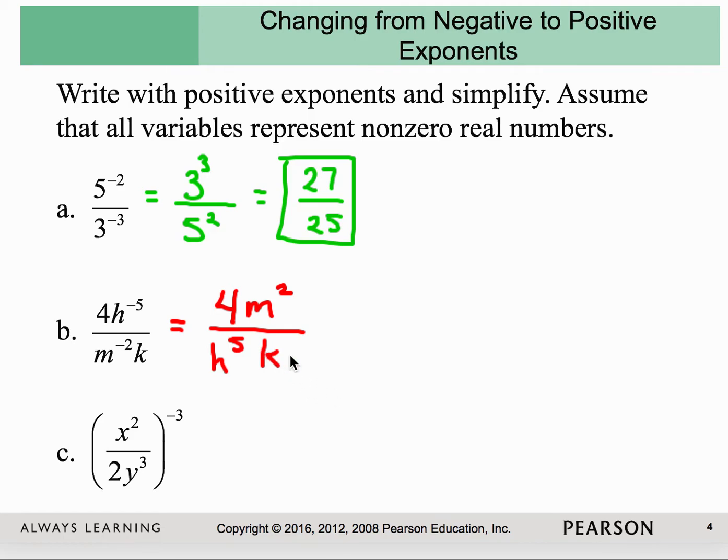Okay, and now when I look at this, there's nothing left to do. I've got one number with no math operations on it, one m, one h, one k, no negative exponents, no parentheses. That was all it needed.